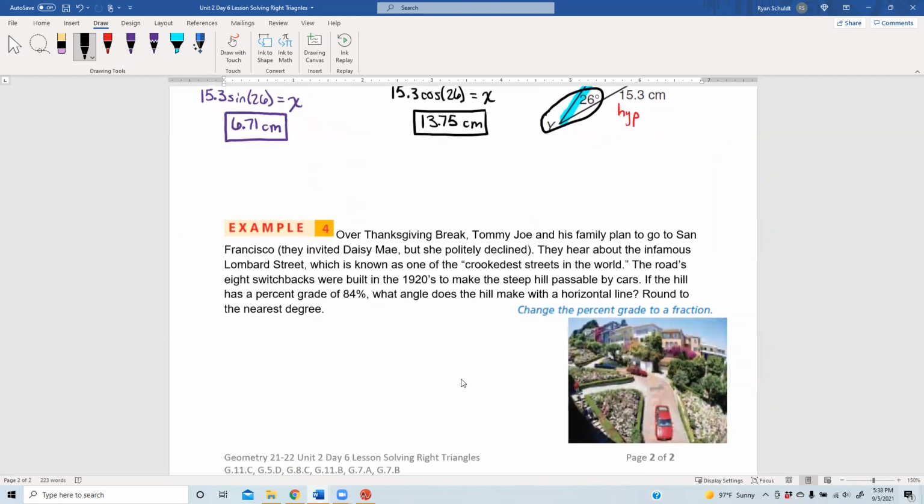Okay, let's look at example 4. It says over Thanksgiving break, Tommy Joe and his family planned to go to San Francisco. And they invited Daisy Mae, but she politely declined. They hear about the infamous Lombard Street, which is known as one of the crookedest streets in the world. The road's 8 switchbacks were built in the 1920s to make the steep hill passable by cars. If the hill has a percent grade of 84%, what angle does the hill make with the horizontal line? Round to the nearest degree.